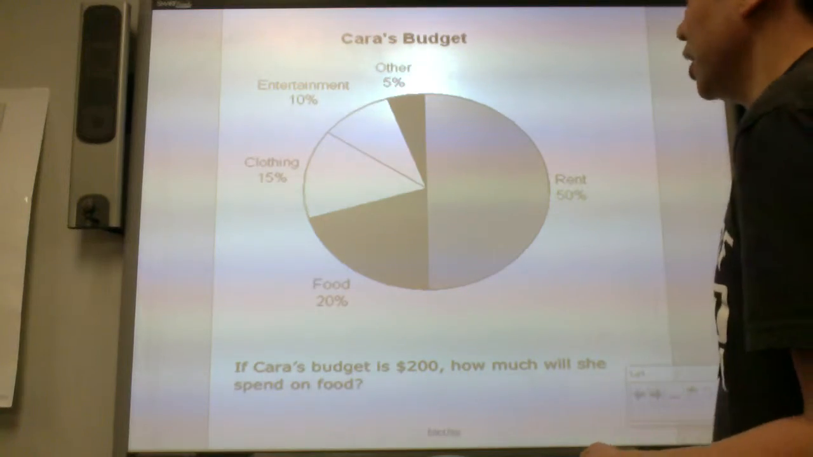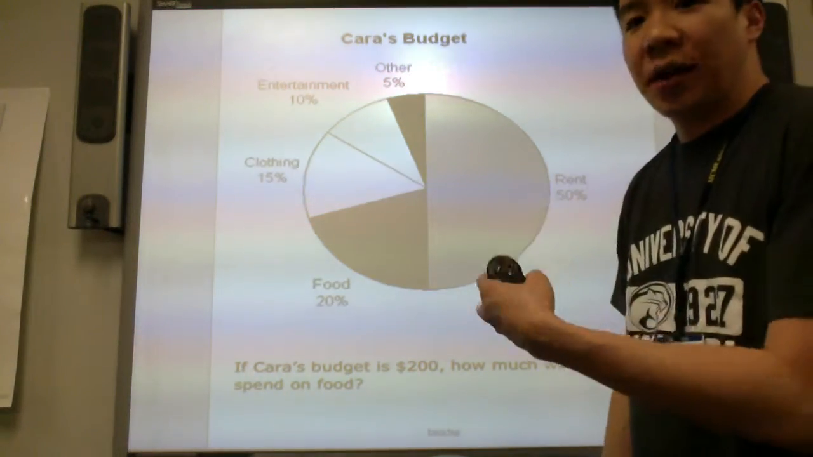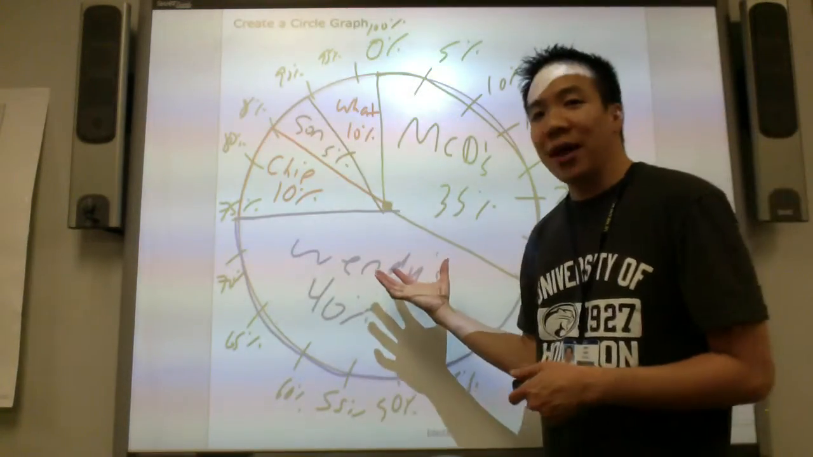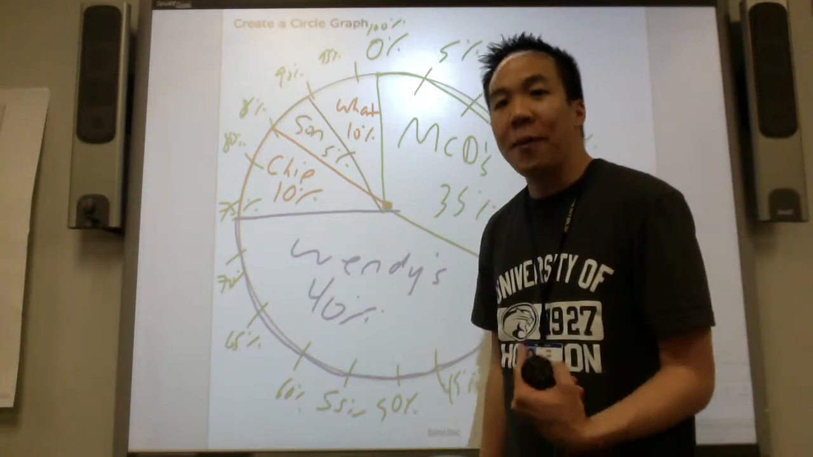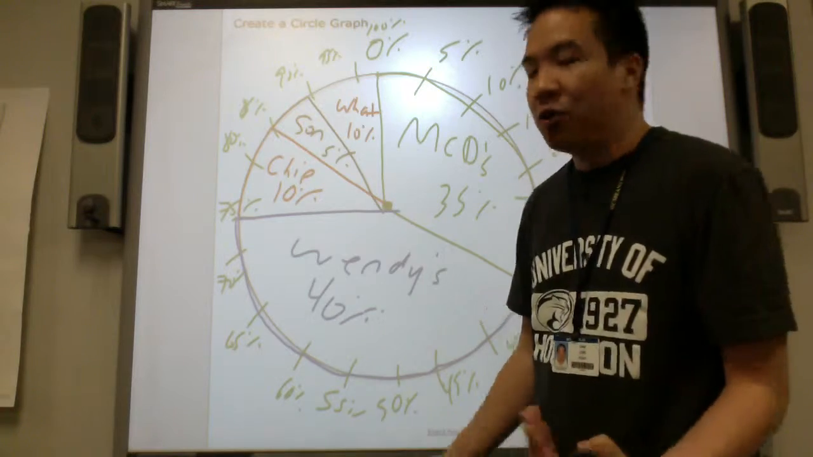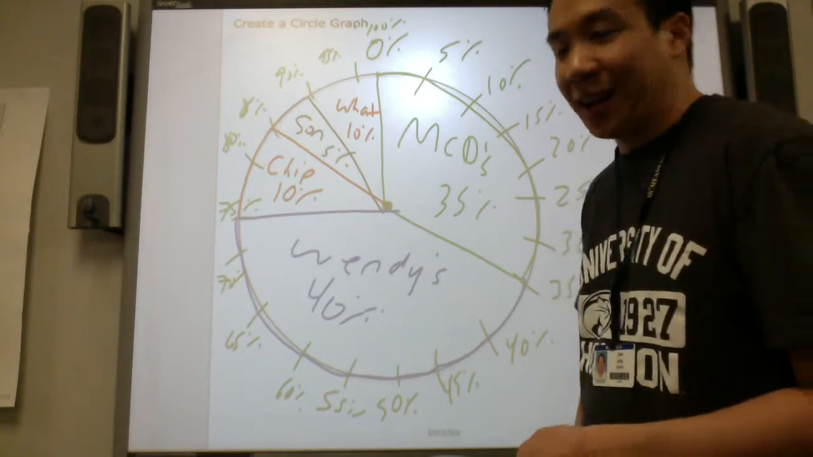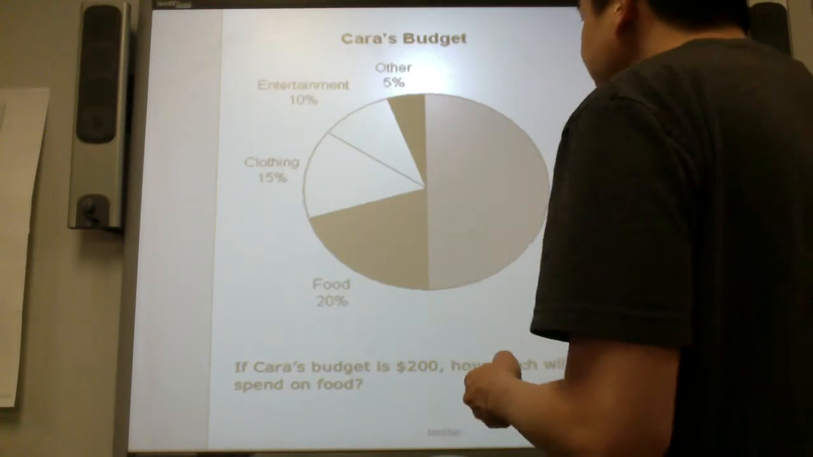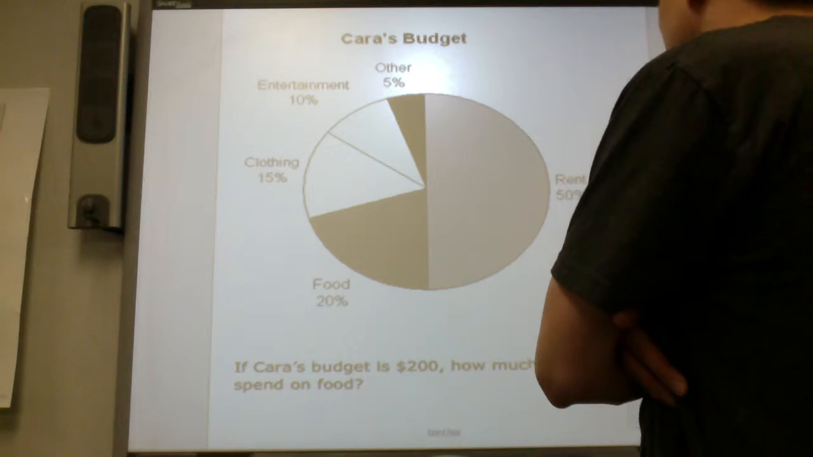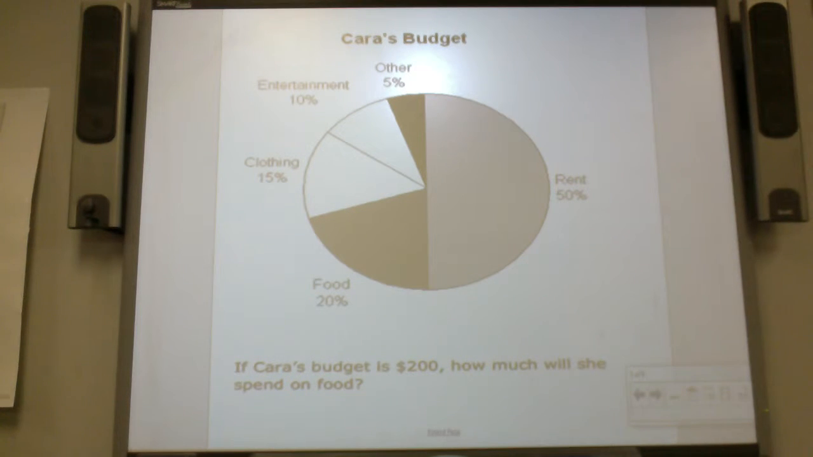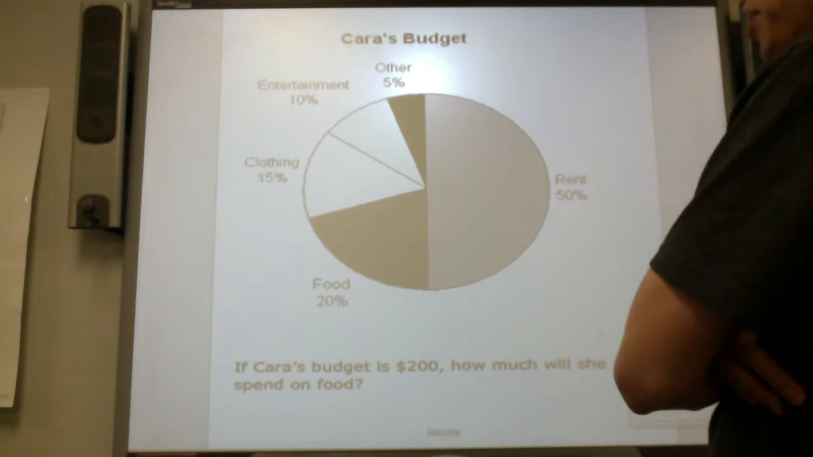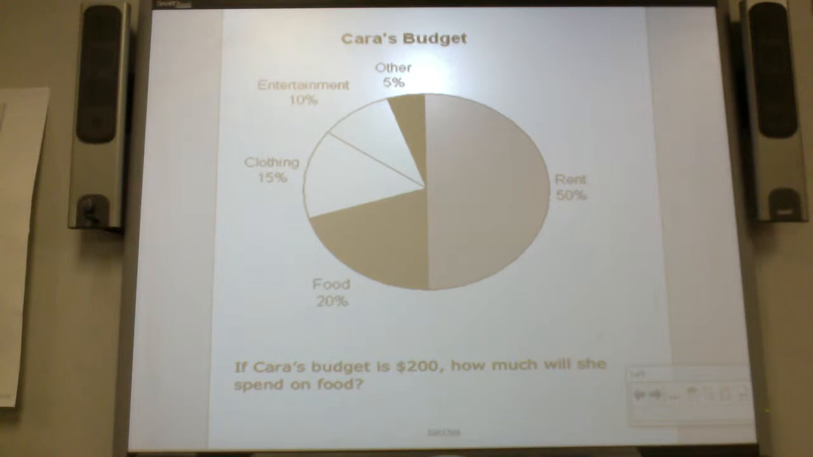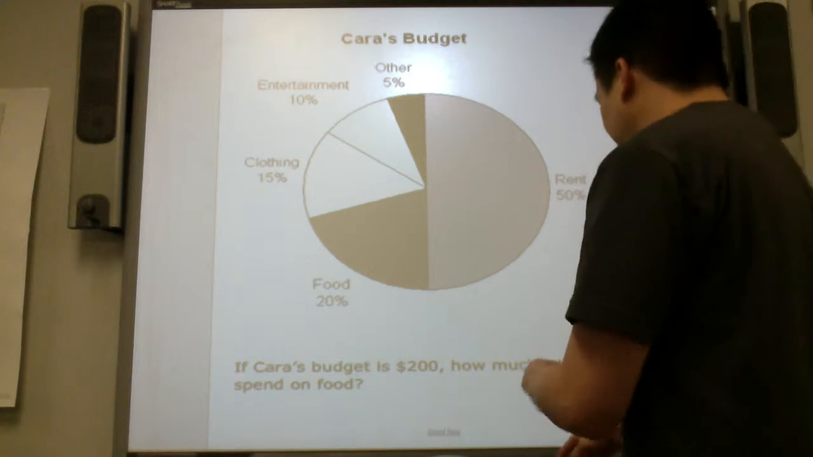All right, so let's now answer questions. It's not so much important that you know how to make this. It's important that you can interpret or summarize from a circle graph, because in Microsoft Excel, it makes it for you automatically. All right, in Kara's budget, she spent 50% of all her money on food, 20% on rent, 50% on clothing, 10% on entertainment, and 5% on other. If Kara's budget is $200, how much would you spend on food?